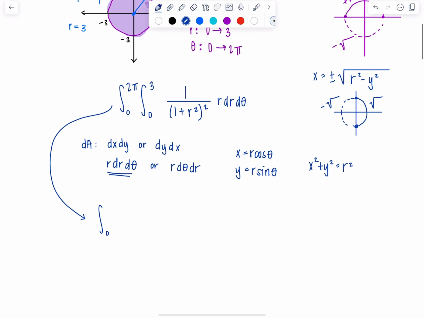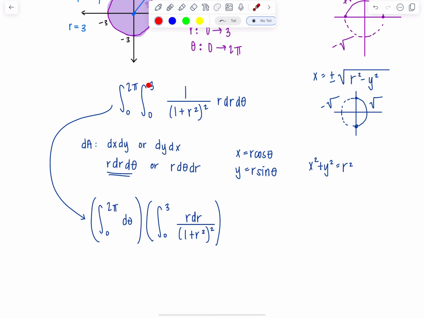So I can write this as 0 to 2 pi. Those are the limits for theta. So d theta, you go there. Ba-boom. Times integral 0 to 3, and then I'm left with r dr over 1 plus r squared squared. Nice, right? Don't use this trick unless all the limits are constants, and then your integrand can be broken up as a function of r times a function of theta, or whatever variables you have here.